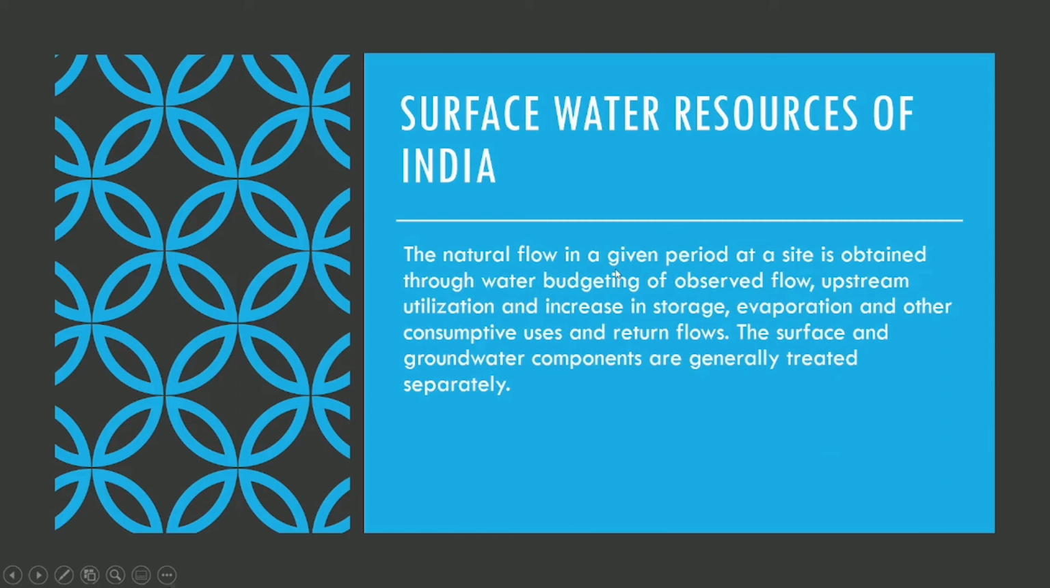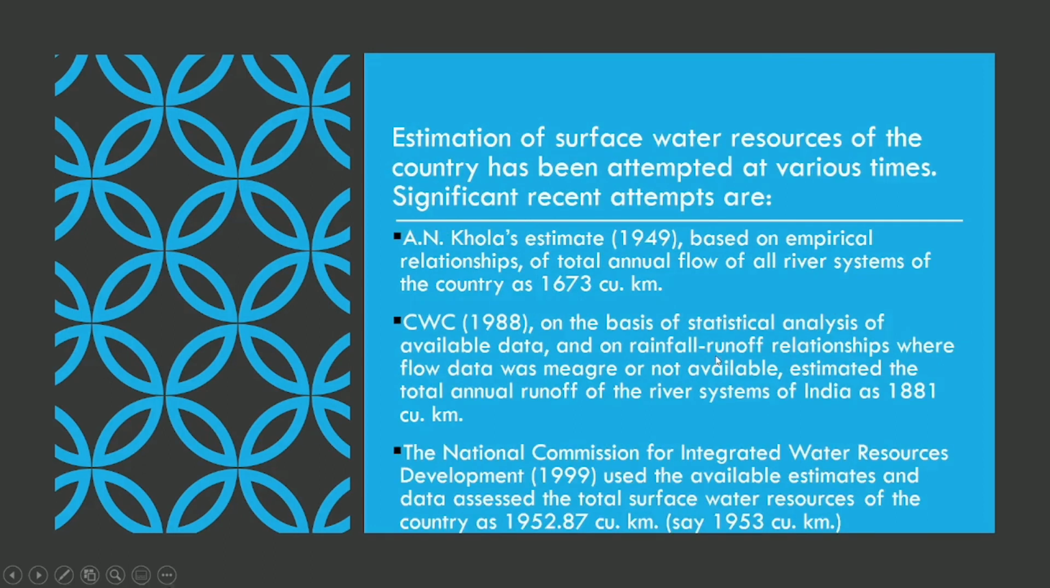The natural flow in a given period at a site is obtained through water budgeting of observed flow, upstream utilization and increase in storage, evaporation and other consumptive uses and return flows. The surface and groundwater components are generally treated separately. Estimation of surface water resources of the country has been attempted at various times.